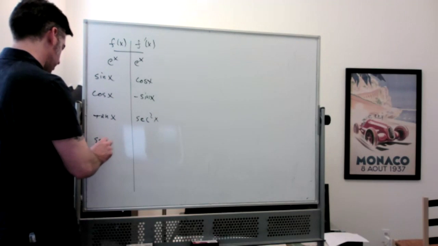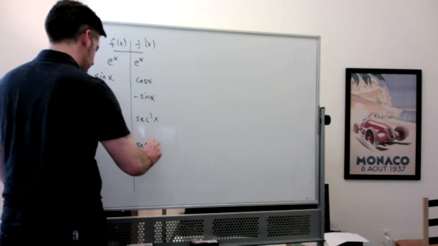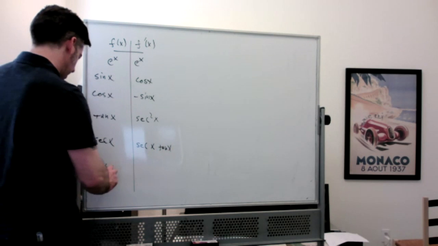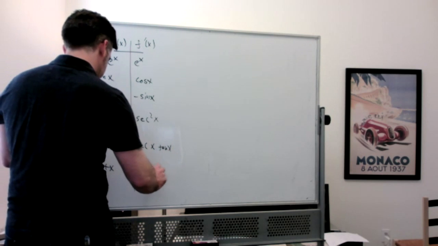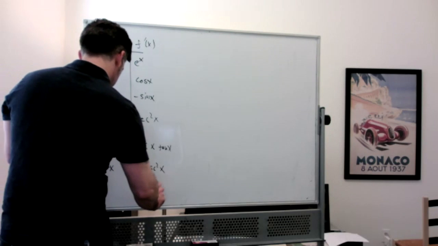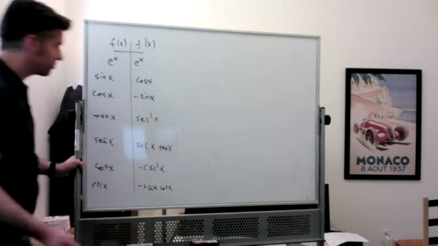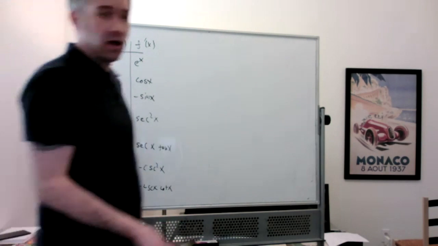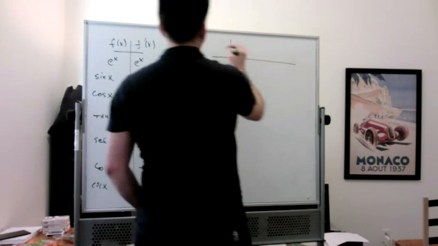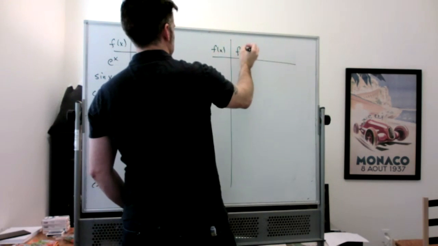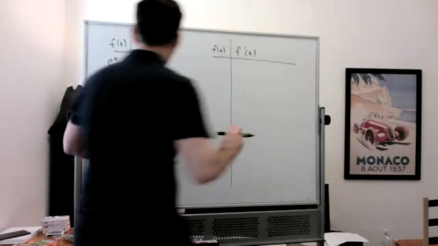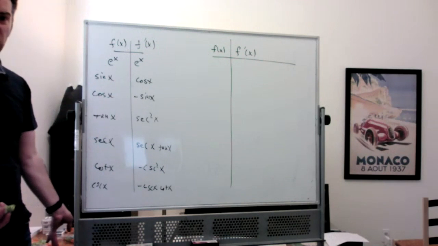Secant of x is secant x tangent x, and so on. Cotangent x is negative cosecant squared x. Cosecant x is negative cosecant x cotangent x. All right, but we also can think of having a corresponding chain rule version. Well, if the derivative of e to the x is e to the x, I'm essentially going to take each of these and replace the x's with stuff.